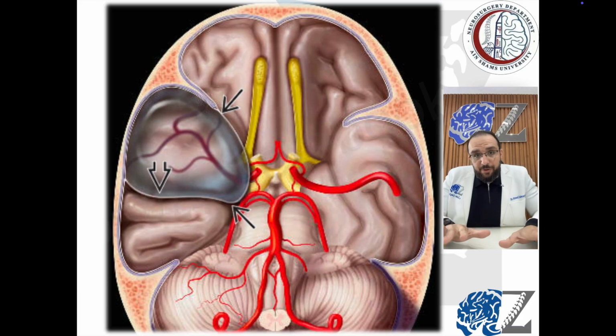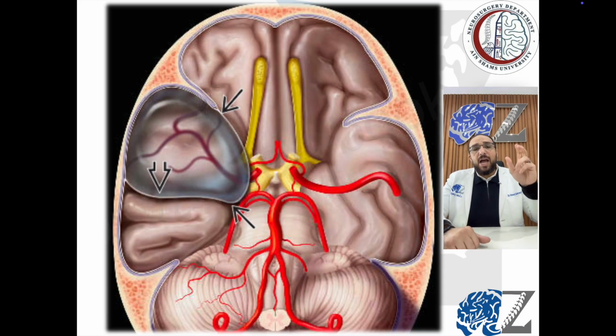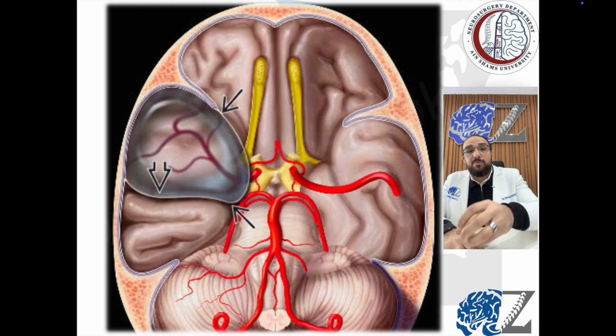To simplify everything about the arachnoid cyst, it is just a sac of CSF in the brain that should not be present in the brain. This is the arachnoid cyst. Just a sac that is filled with CSF that is present within the brain.